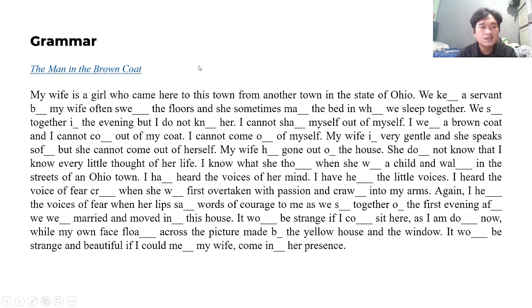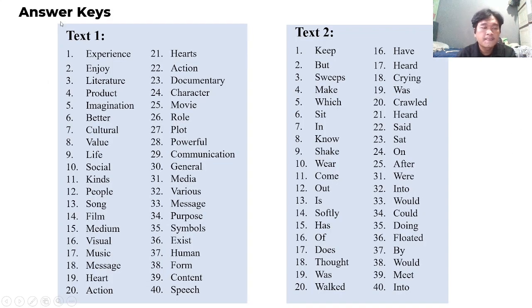And the second text I will use for grammar skills. I omitted the grammar like verb, adverb, the adjective, and the others. This is the source and this is the text. Okay, the answer key consists of text 1 and text 2. Total is 80 words and 40 for each.